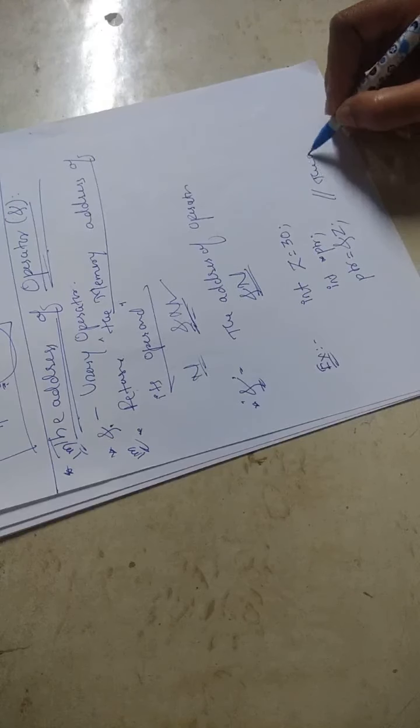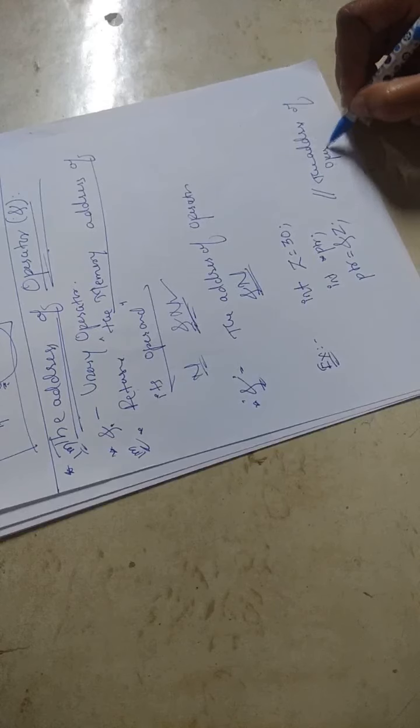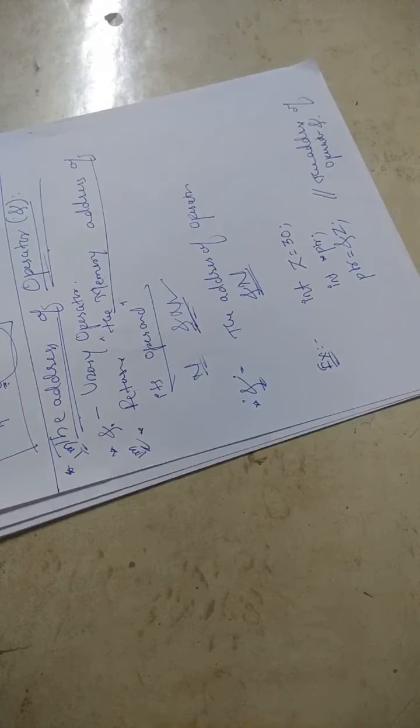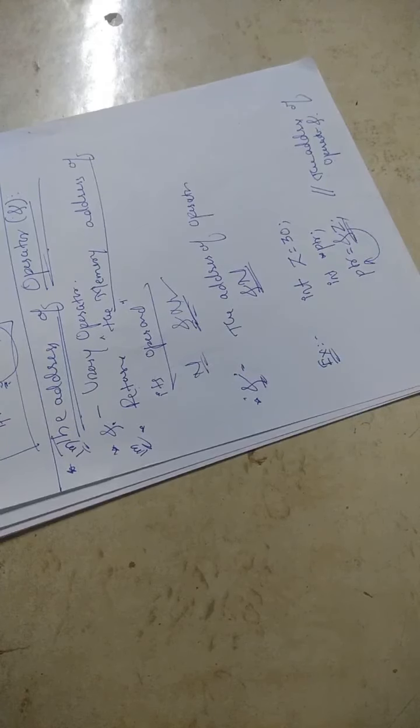The address of operator, your operator symbol, you have to write it. So here the address of z is stored in your ptr pointer. How to read it? The address of z is stored in your ptr pointer.